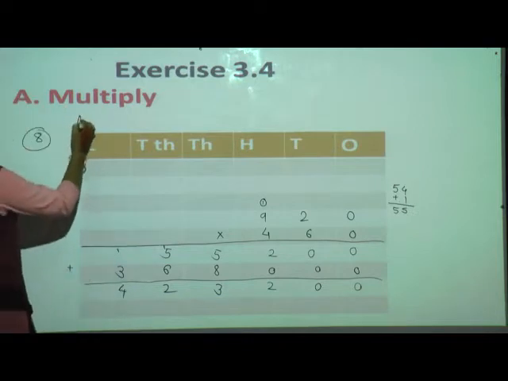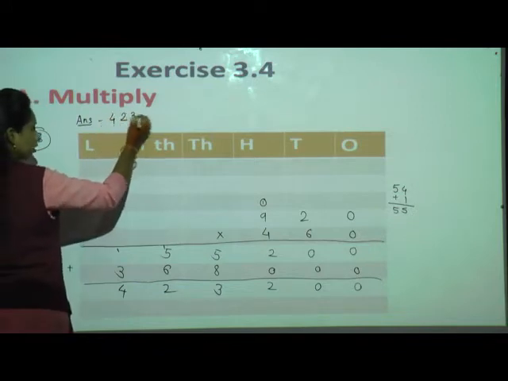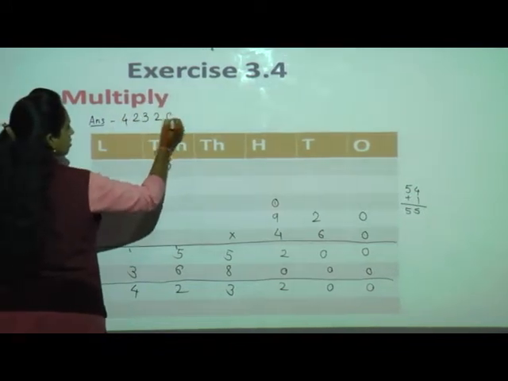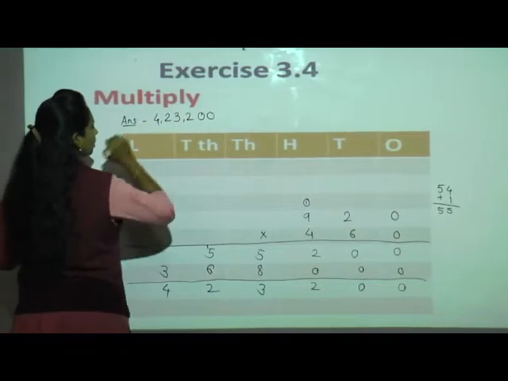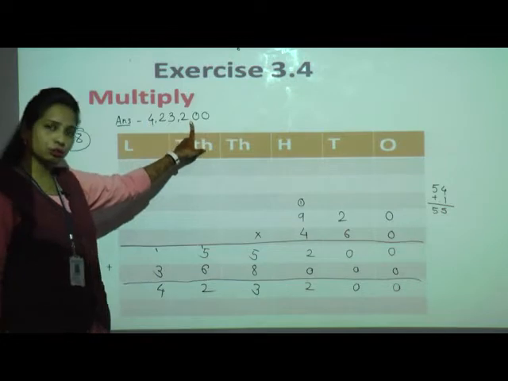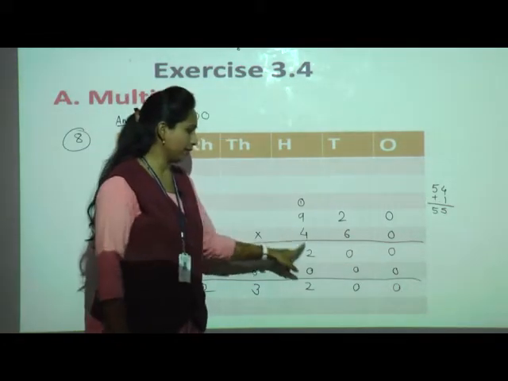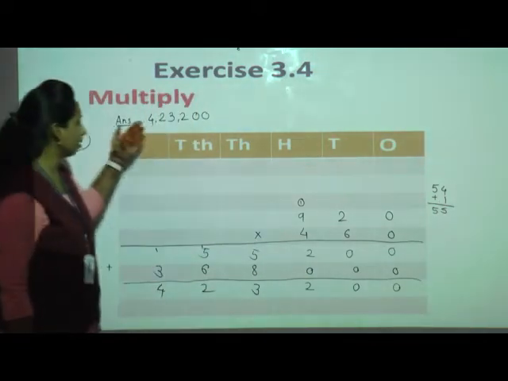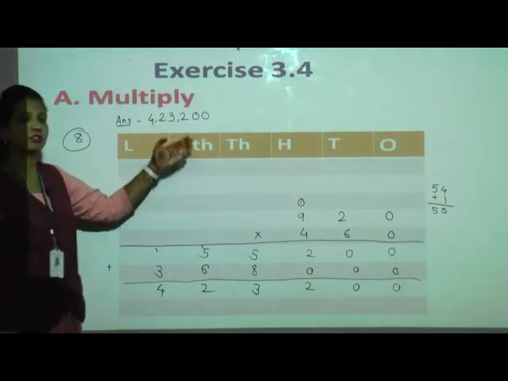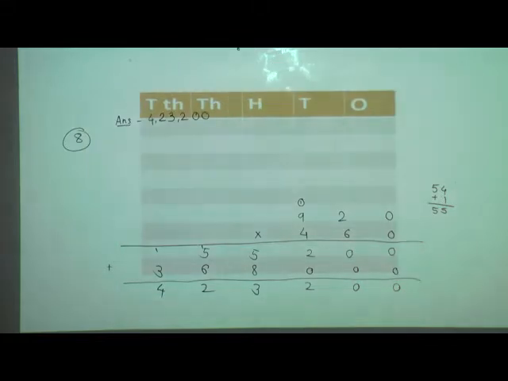So what is the answer here? See, 4, 2, 3, 2, 0, 0. So give the comma after 3 digits, after 2 digits. 4,23,200. When we multiply 420 multiplied by 460, we get the product 4,23,200. Is it clear, students? Easy now? Yes, very easy. Now we will move to the next question.